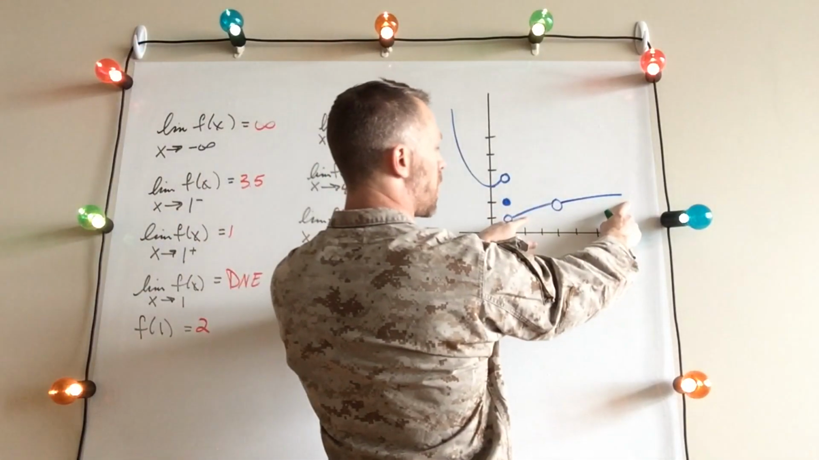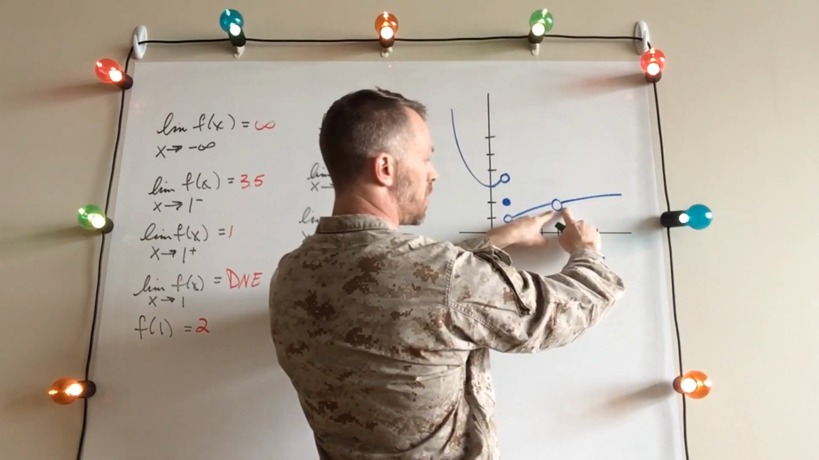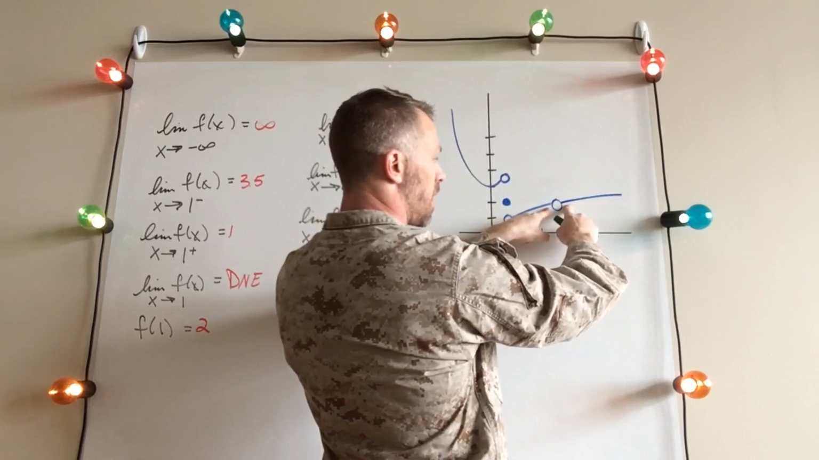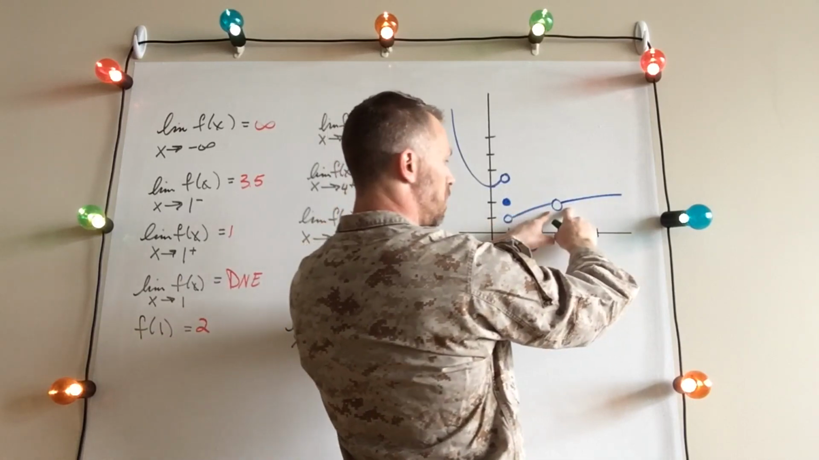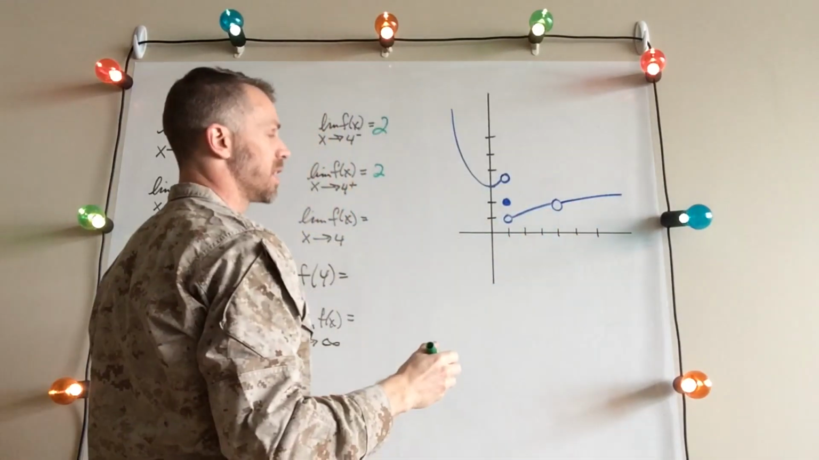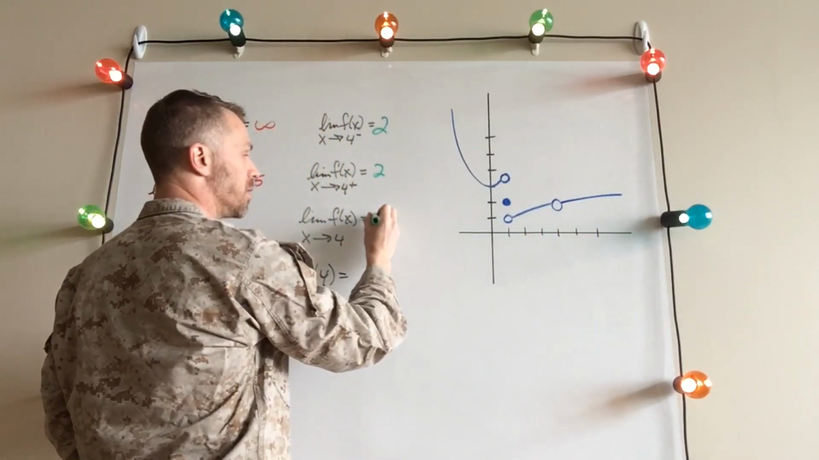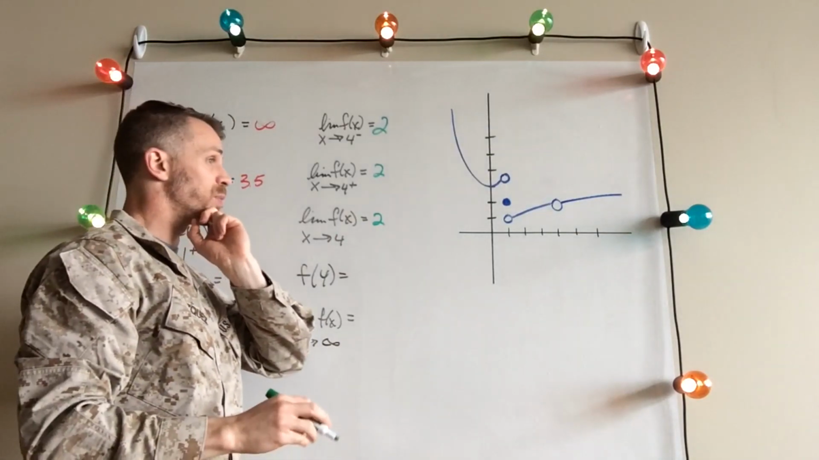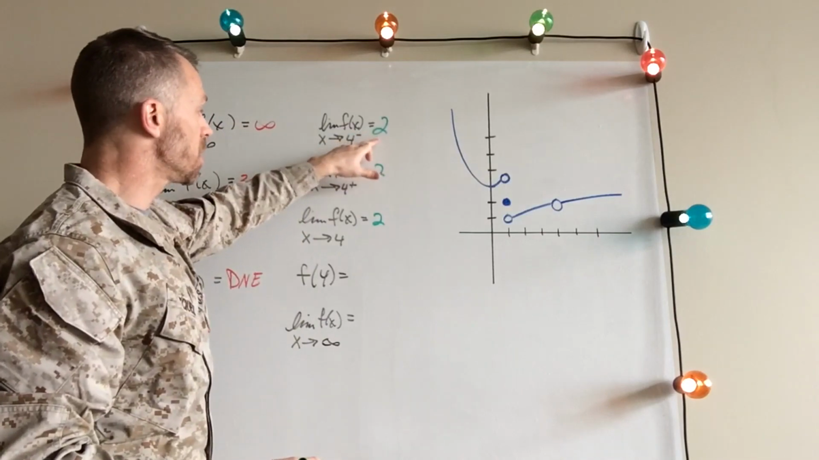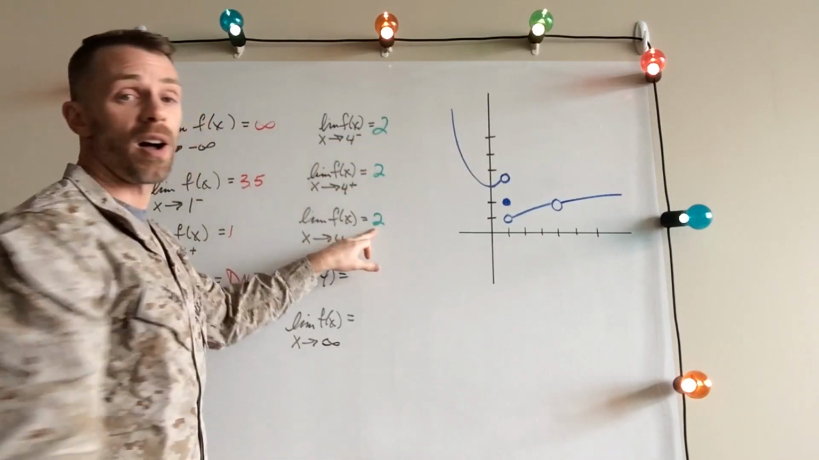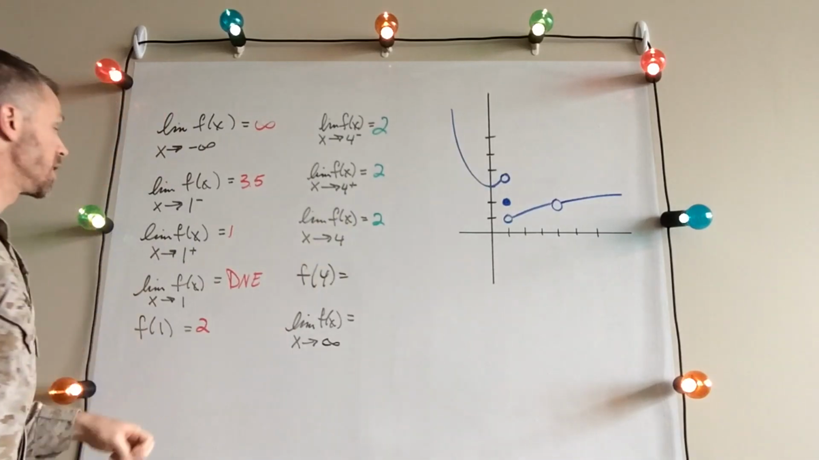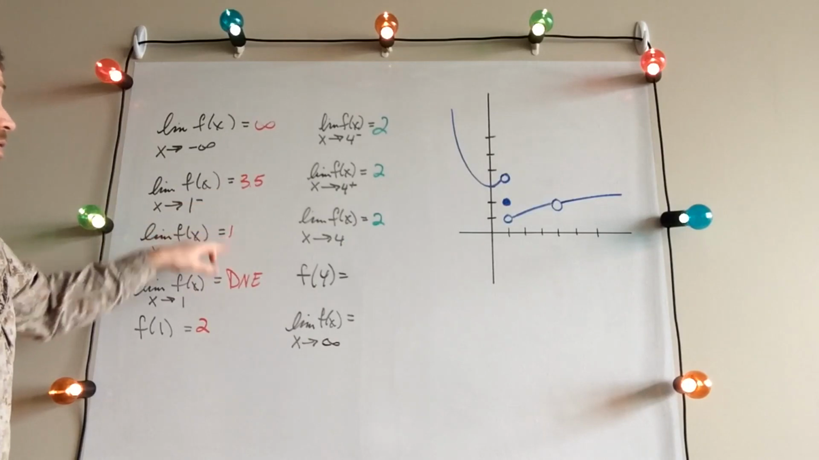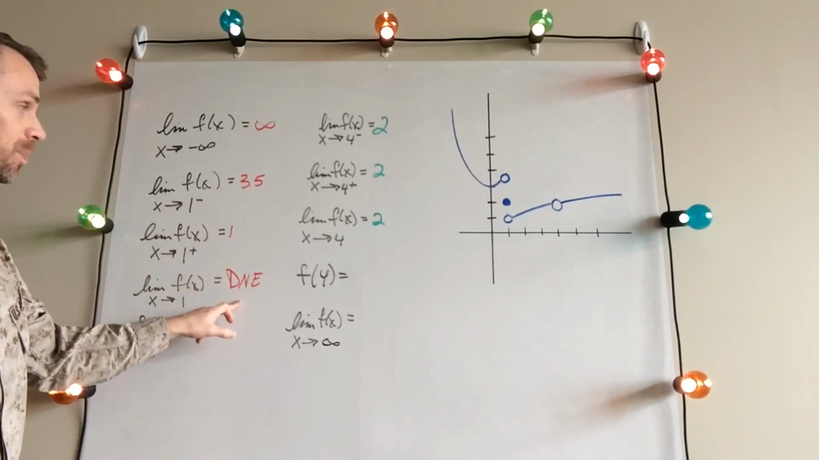So here we go, let's trace from both sides, and when we do that, our fingers do come together. They met at that y value of 2. That agreed with what we had written algebraically in our notes. The limit from the left was equal to 2, the limit from the right was equal to 2, so overall the limit was equal to 2. With this last one, the limit from the left was 3.5, the limit from the right was 1. 3.5 and 1 are not equal to each other, so overall that limit did not exist.